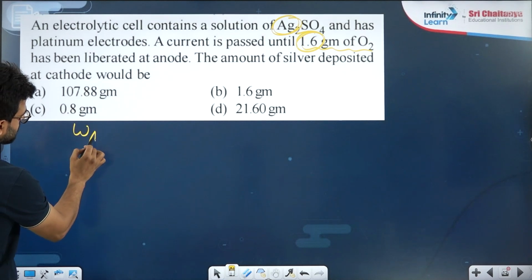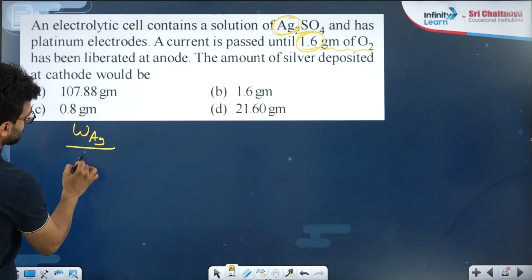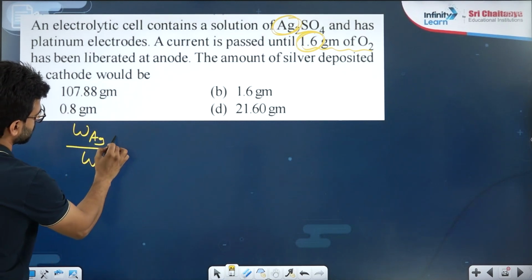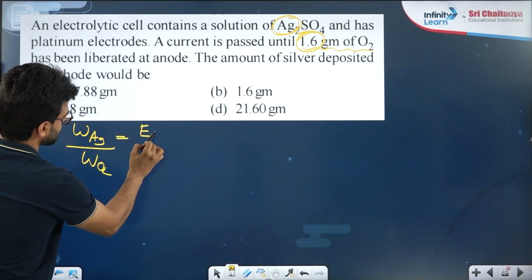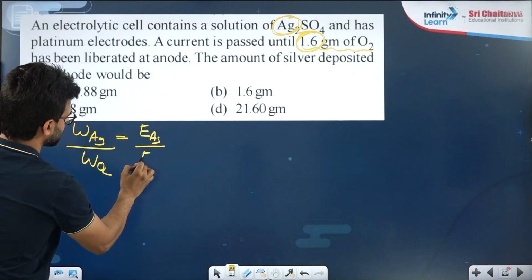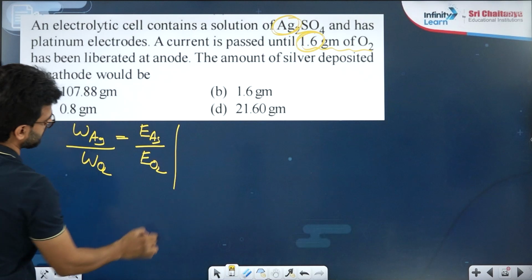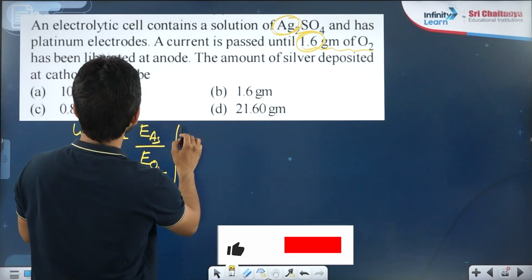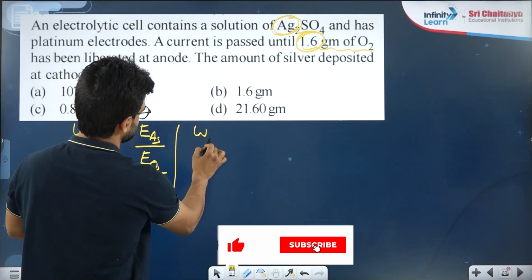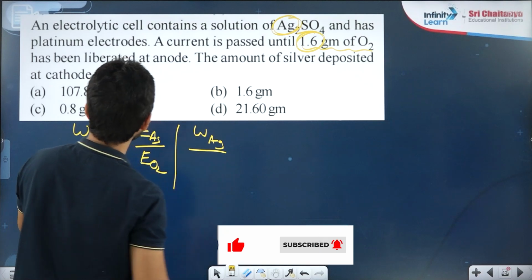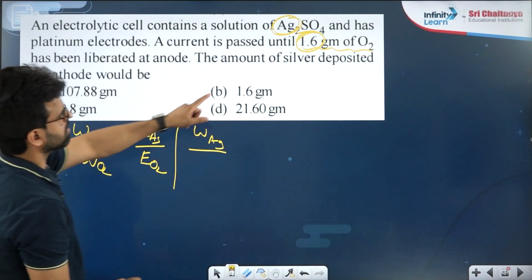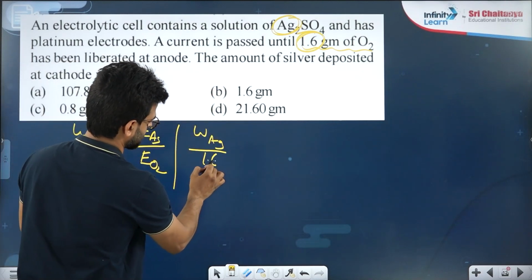Weight of silver deposited divided by weight of O2 deposited will be equal to the equivalent weight of silver deposited divided by the equivalent weight of O2 deposited, right? So what is the weight of Ag? We have to find, okay, how much weight of O2 evolved? 1.6 gram. Done.